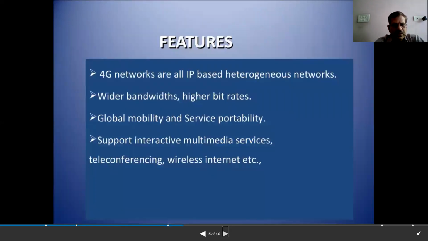So the features: 4G networks are all IP based heterogeneous networks. Second, wider bandwidth and higher bit rates. Third is global mobility and service portability. Fourth, support for interactive multimedia services. And next, teleconferencing, wireless internet, etc.